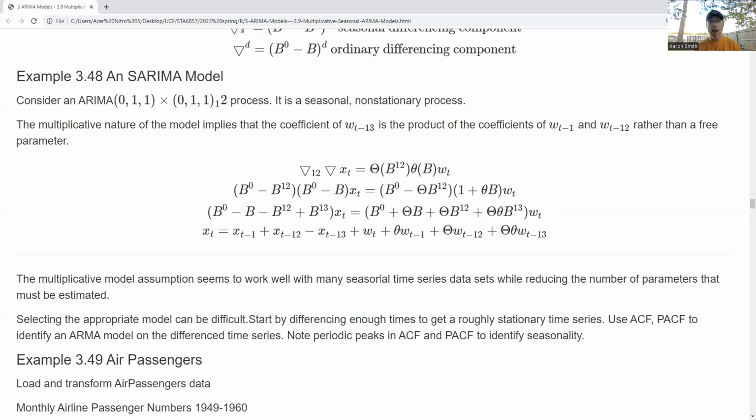All right, then I would use ACF and PACF to simultaneously identify the degrees of the regular ARMA and then the seasonal ARMA. For the seasonal ARMA, I have to know what the season length is, and then I need to kind of spot that as I work through the process here.